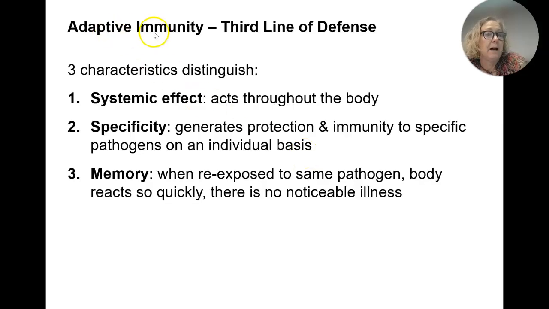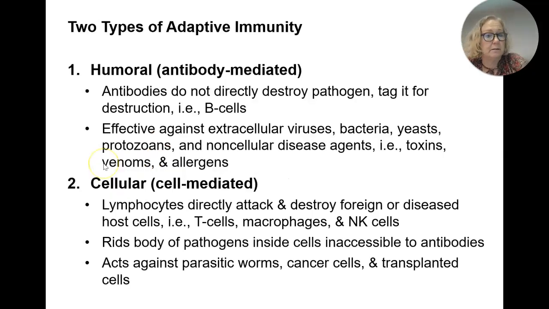So, adaptive immunity is your third line of defense, right? Over time you develop this type of immunity. It acts throughout the body. It's incredibly specific, so specific it's going to only go after bacteria that your body has seen before. It's going to generate protection and immunity to specific pathogens on a very individual basis. And it has memory. It's like, dude, you come back here again, I'm going to phagocytose you. That's what it's saying.